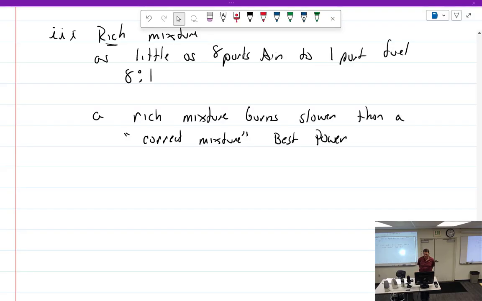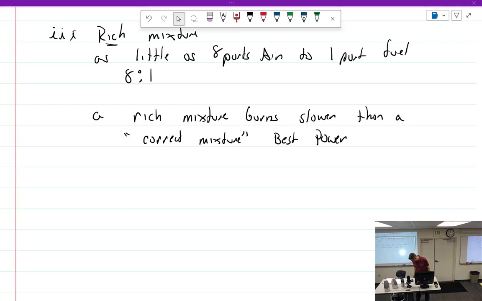All right. A rich mixture burns slower than best power. I think that's where I went off. I went off on this whole best power thing. But we also have to talk about the fact that the speed of the burn changes. So if you have a rich mixture, it is going to burn slower than best power. Right.